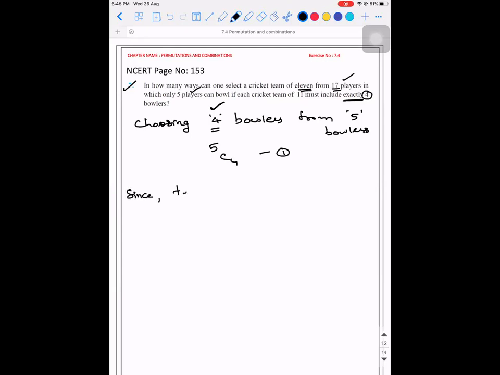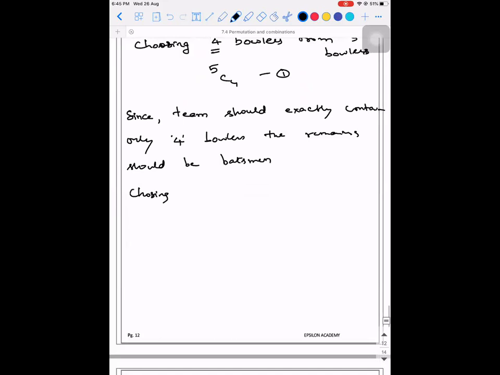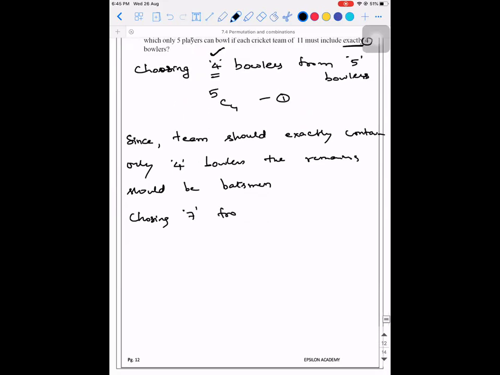Since the team should contain exactly only 4 bowlers, the remaining should be batsmen. So how many batsmen are there? 12. Choosing 7 from 12 batsmen is possible in how many ways? 12C7. So this should happen and this should happen.